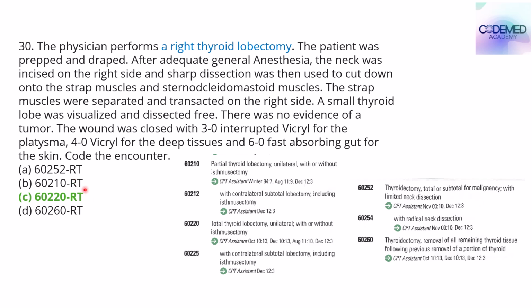So tell me what is the answer. Yes, the answer is 60220, because if you see the code 60210, it also talks about the lobectomy, but it is a partial thyroid lobectomy, and in our case, they removed the right lobe completely. So 60220, which is a total thyroid lobectomy, unilateral, with or without isthmectomy. So we will go with the code 60220, and we will write which side you have removed, right.